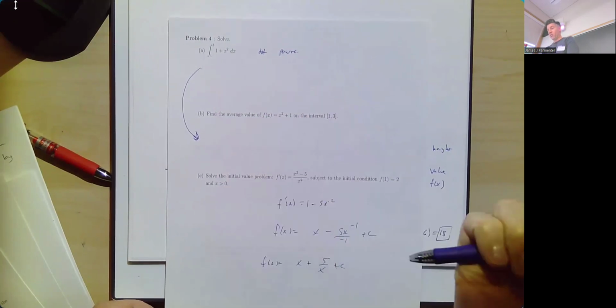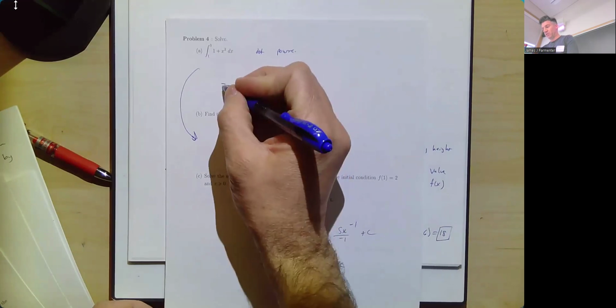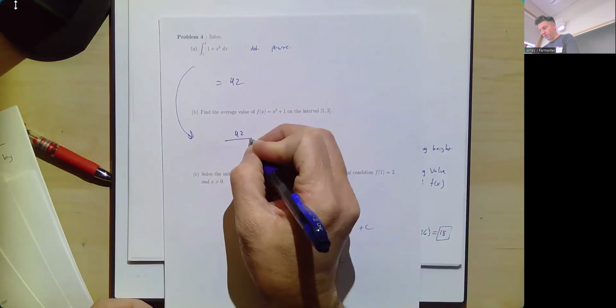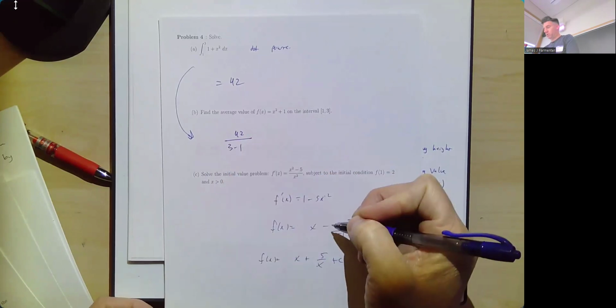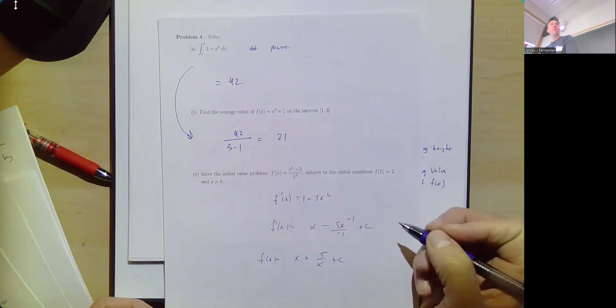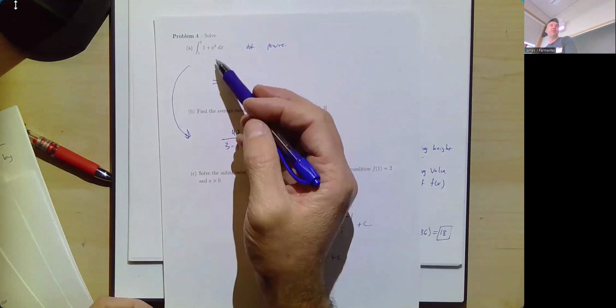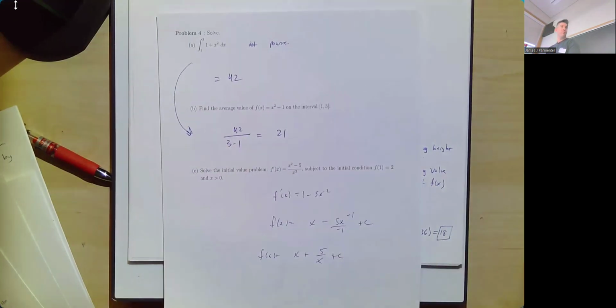So you're just going to take whatever this answer is here. Let's pretend this answer was 42. And then your answer here would be 42 divided by 3 minus 1, which is 21. But you don't need to show any of the work of doing the integral here because you've already done it here. So don't do more work than you have to.